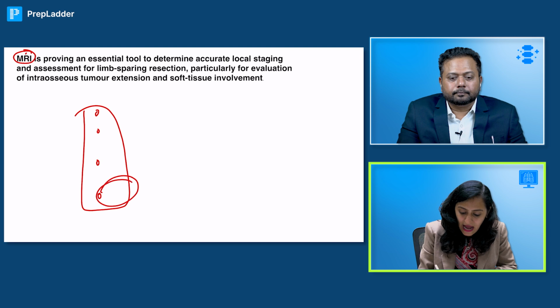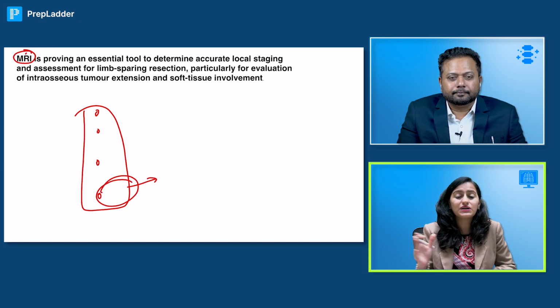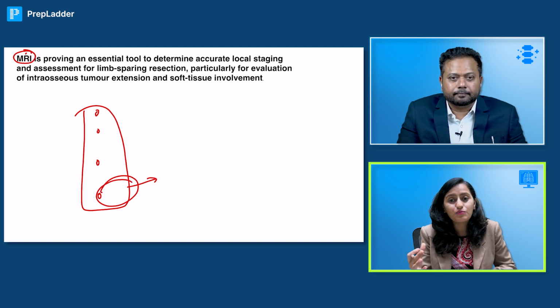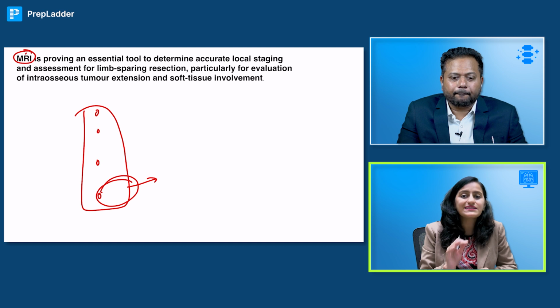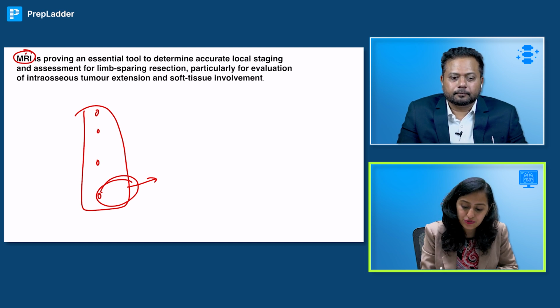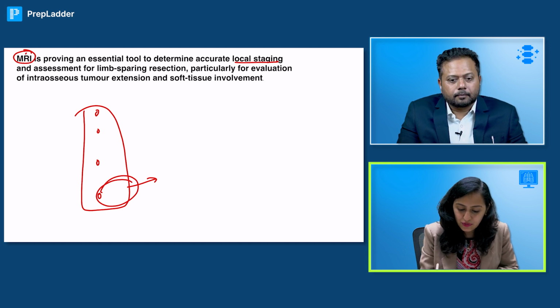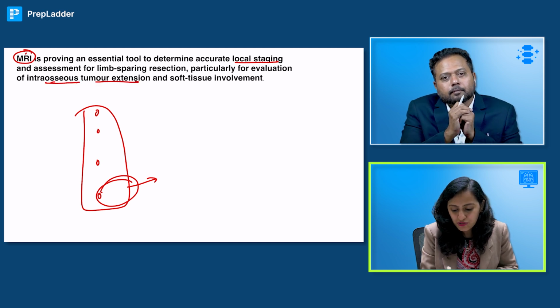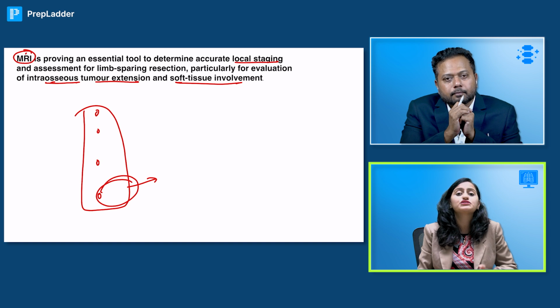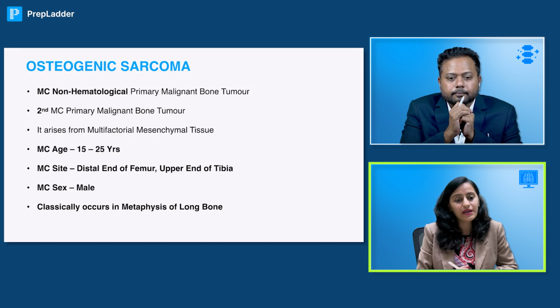Plus, you can see how much this tumor is extending into the extraosseous soft tissue, and the neurovascular involvement. All this can be better seen on MRI. So MRI is an essential tool to accurately determine the local staging, right? And to see the intraosseous tumor extension and the soft tissue involvement. Okay, that's the role of MRI.